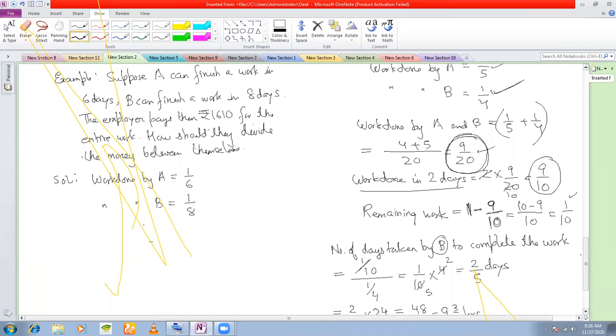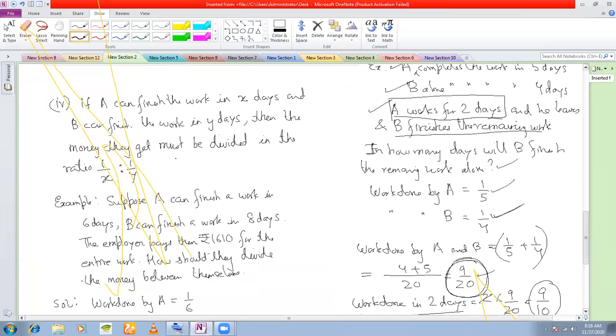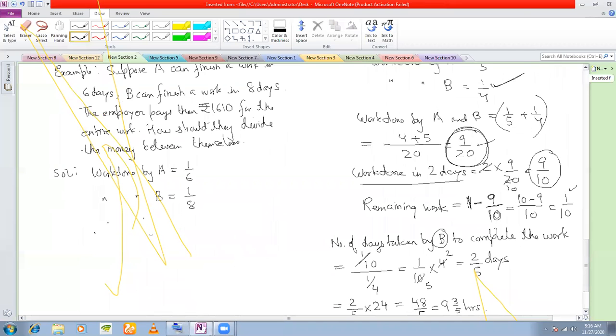Now if you see this formula that I have given you, they must divide the money in what ratio? 1 by X is to 1 by Y. And what is the ratio of the work done here? Therefore, the ratio of the work done is 1 by 6 is to 1 by 8. And therefore, this is the ratio in which they must divide the money. Now, this is a fraction here. Let us convert it into numbers.